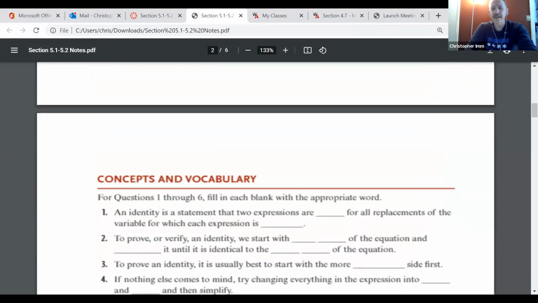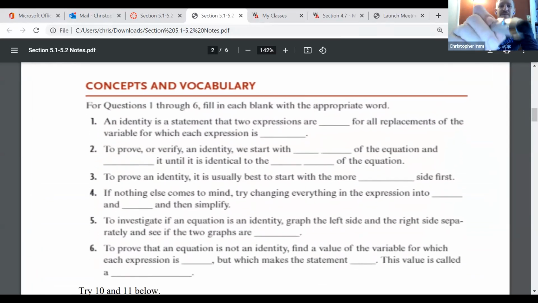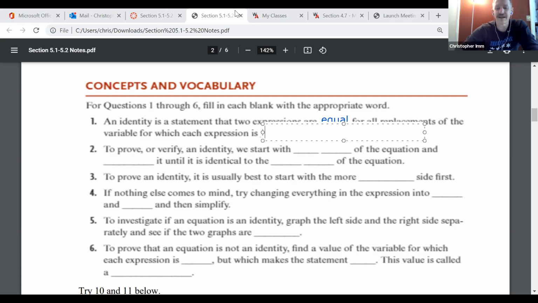All right. Let's just try to fill some of these in for strategies. Sometimes it's really important to get these strategies down. So an identity is a statement that two expressions are, what do you think? Blank for all replacement variables for which the expression is blank. So if it's an identity, those have to be equal, right? At least where that expression is defined.